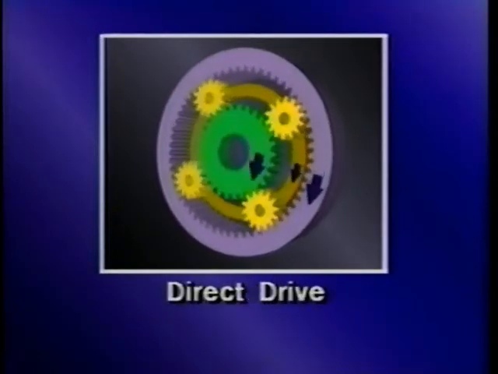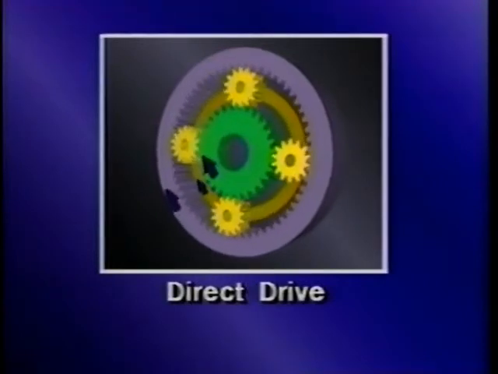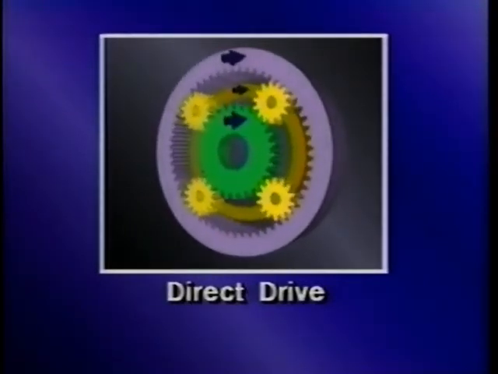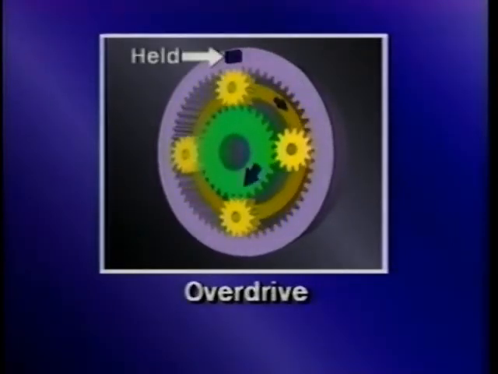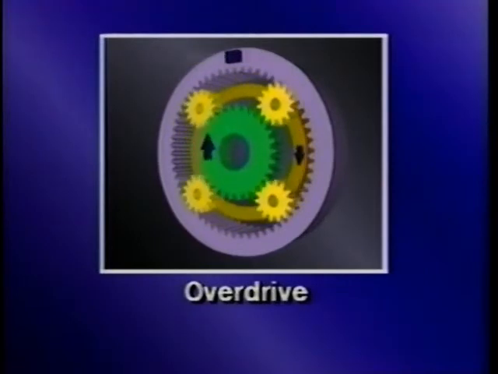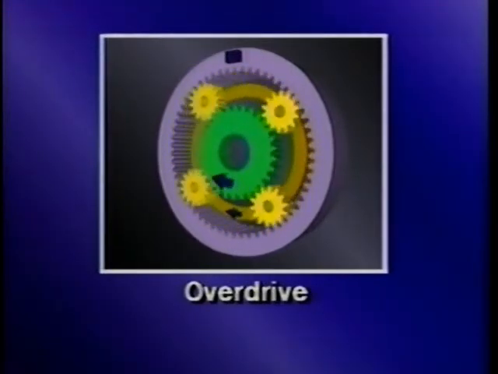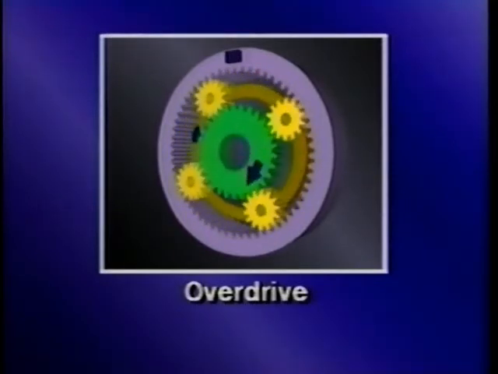In direct drive, the internal gear and the sun gear are turned in the same direction at the same speed. As a result, the planet pinions are forced to follow along. In overdrive, the internal gear is held, but this time the planet carrier is driving. It causes the sun gear to turn in the same direction. A larger gear driving a smaller gear provides more speed, less power.